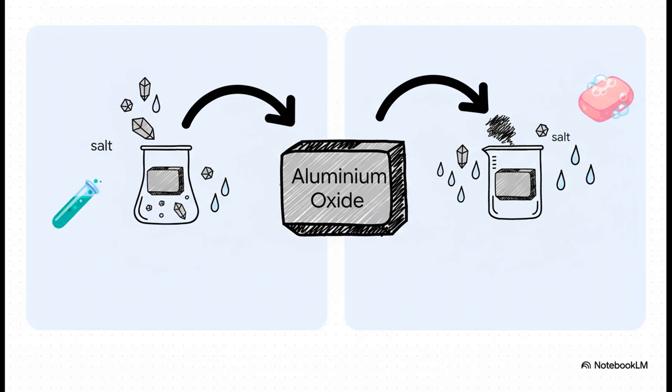Let's take a look at aluminum oxide as an example. See the first reaction on your screen? Here, aluminum oxide is reacting with an acid, HCl. So in this case, it's behaving like a base. But now, look at the second reaction. It's reacting with a strong base, NaOH. So here, it's behaving like an acid. And notice that in both cases, the final products are salt and water. This is exactly what makes it amphoteric.